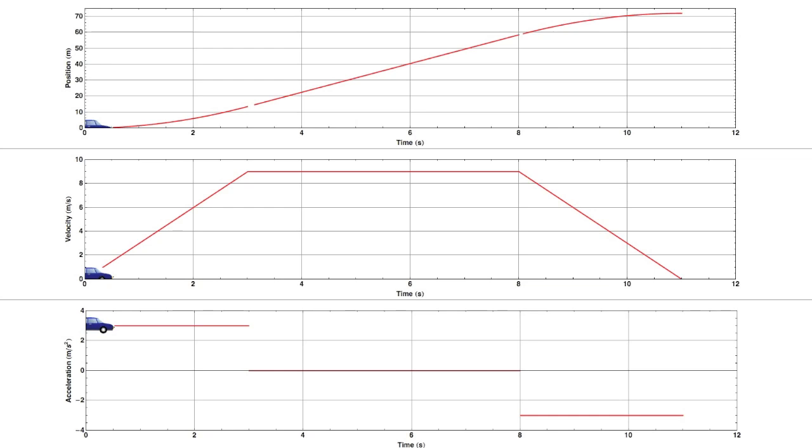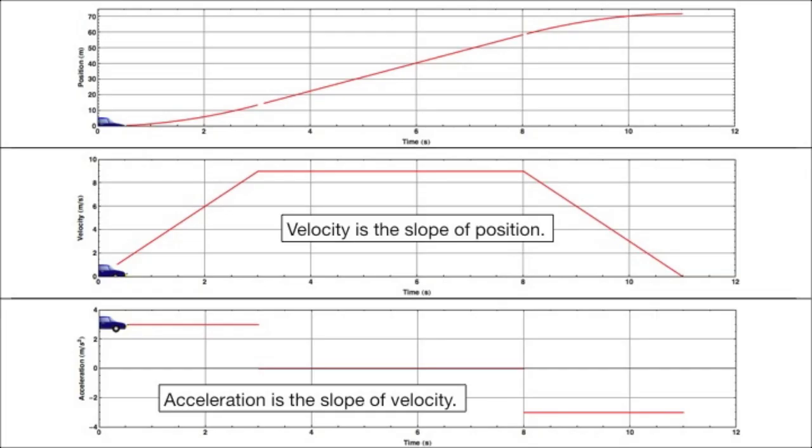Let's bring all these plots together to look at the relationships between position, velocity, and acceleration. The instantaneous velocity at some time is the slope of the position graph at that time, while the instantaneous acceleration is the slope of the velocity.